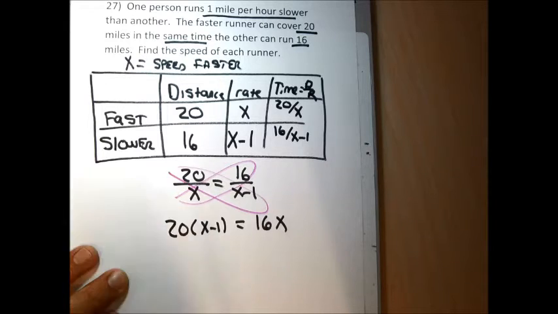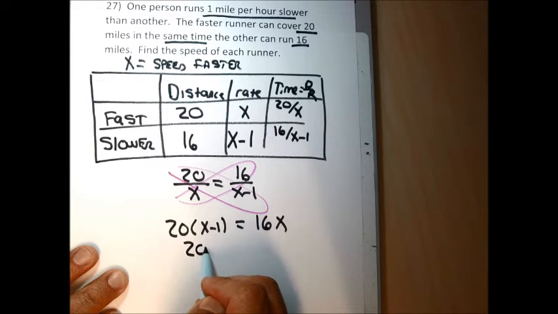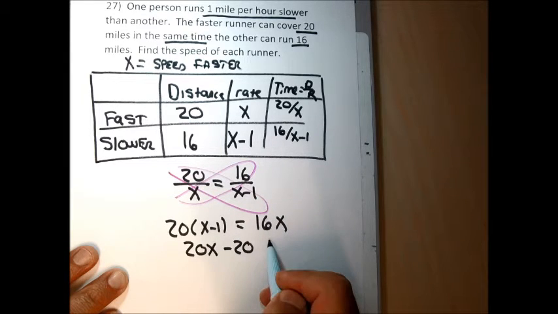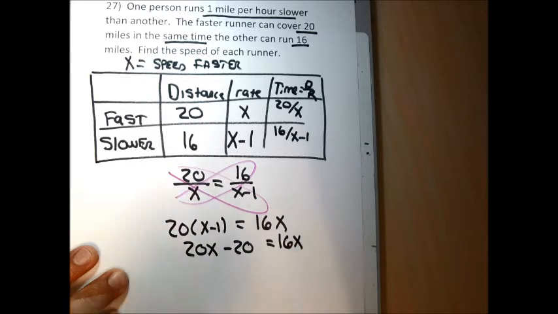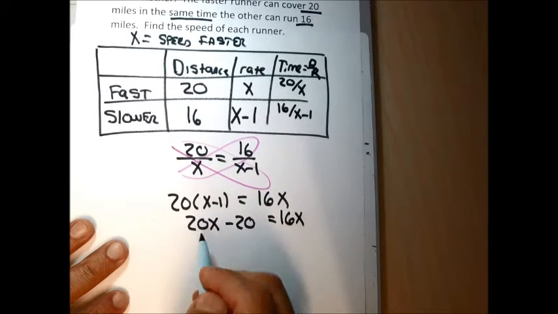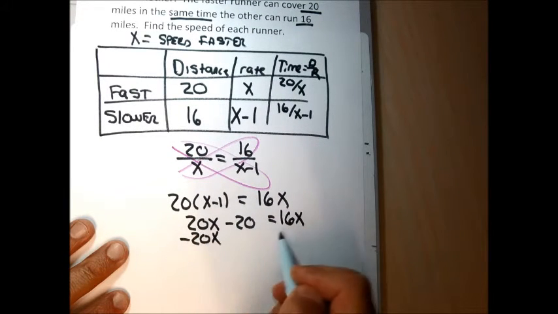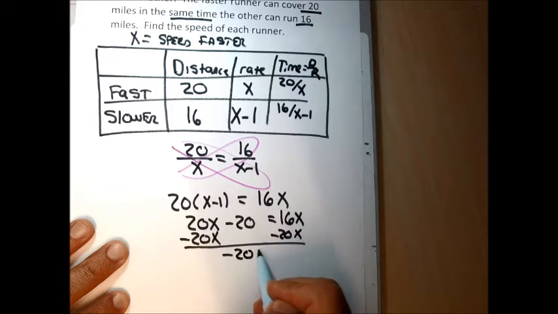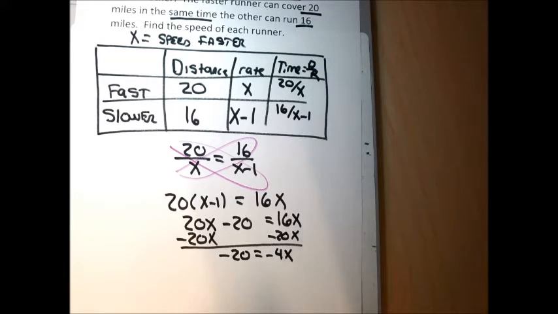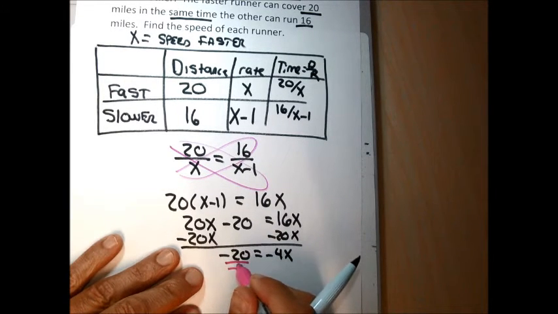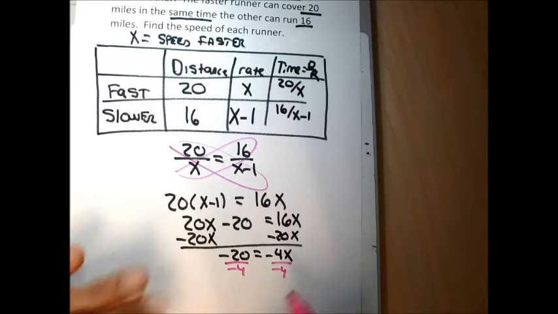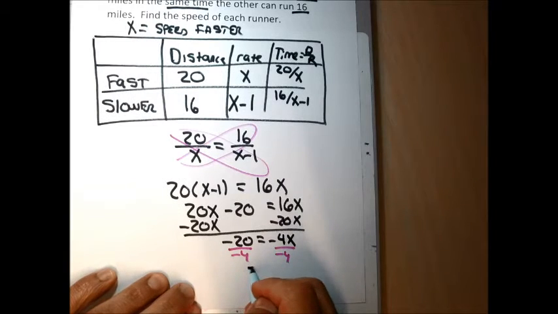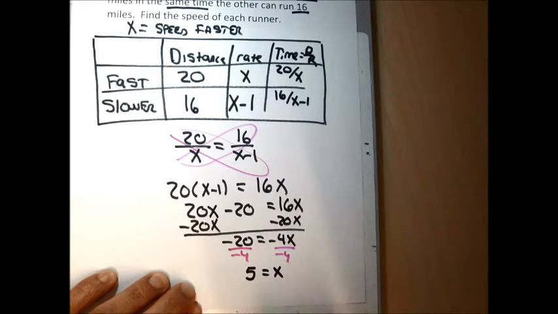No squares here, so they're not so bad. The left-hand side, I clear the parentheses. I go 20 times x is 20x. 20 times minus 1 is minus 20. There's no squares, so I don't have to set it equal to 0. I'm going to subtract 20x from both sides. And that will give me minus 20 equals minus 4x. And then I'm going to divide both sides by minus 4. I can do these things in my head. On the left side, the double negatives turn to be a positive, and 20 divided by 4 is 5. And on the right side, you're left with an x.